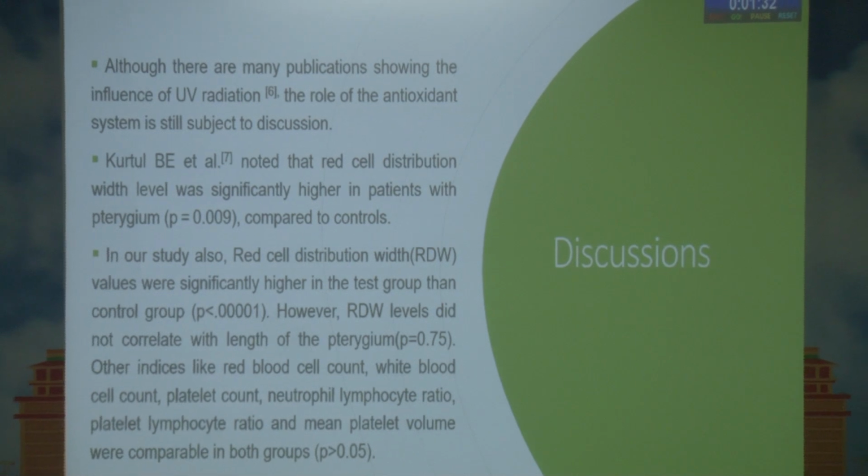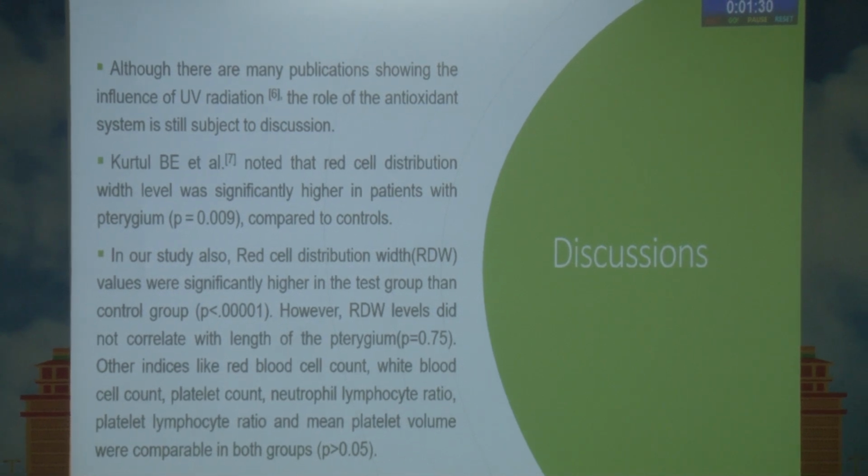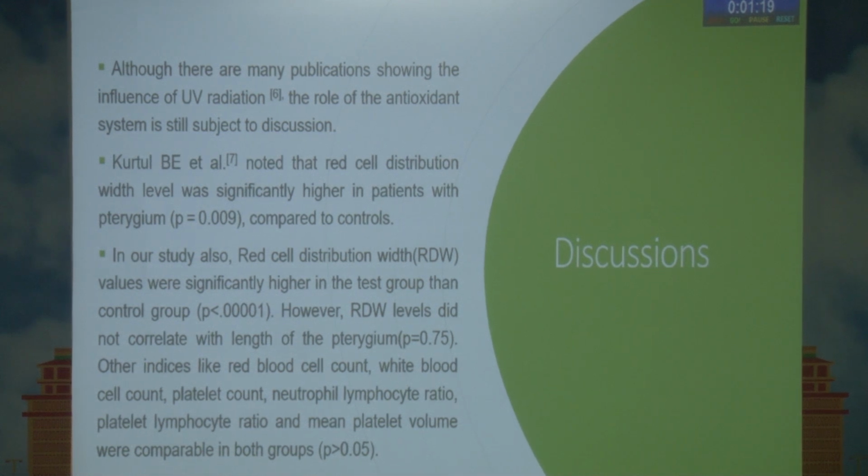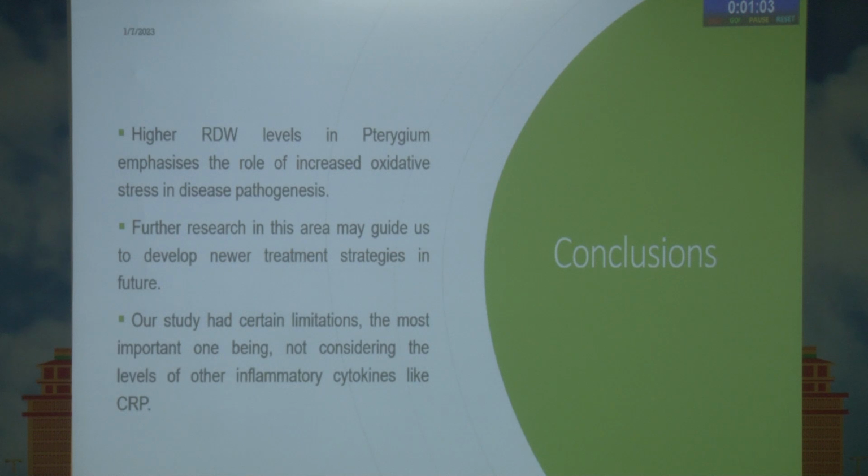Although there are many publications showing the influence of UV radiation, the role of the antioxidant system is still subject to discussion. There has been only one previous study regarding this, by Kotal B. et al., who noted that red cell distribution width level was significantly higher in patients with pterygium compared to controls. In our study also, RDW values were significantly higher in the test group, RDW values did not correlate with the length of the pterygium, and the other indices, as we have already discussed, were not significant.